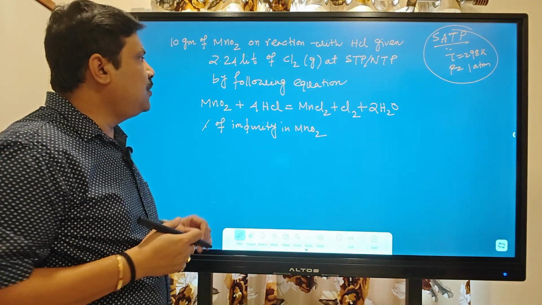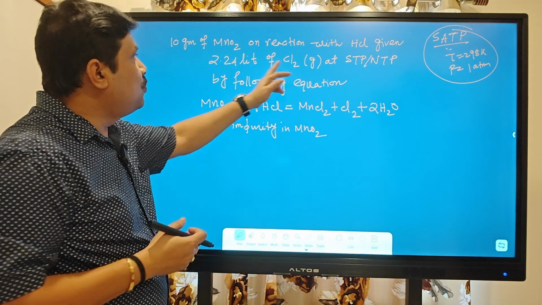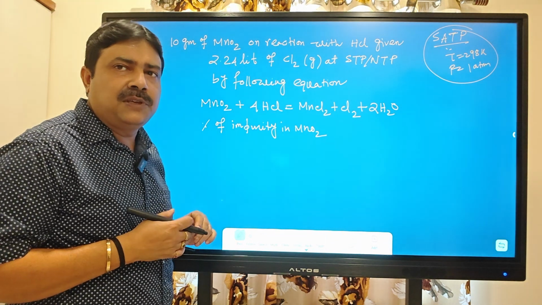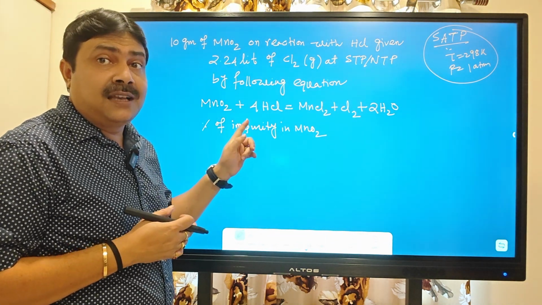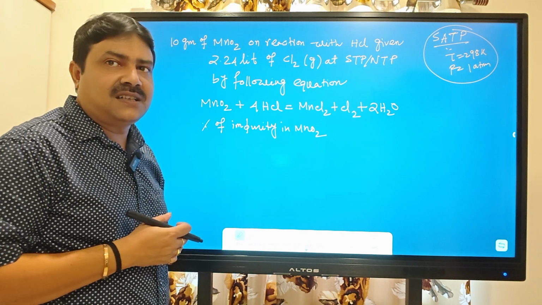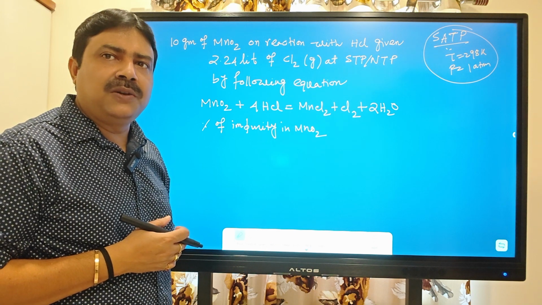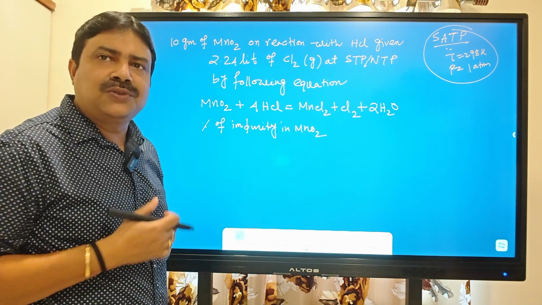So now if you look over here, first, for that purpose, what they are giving: how much amount of chlorine gas is given. From there I need to find out of 10 gram really how much MnO2 is reacted. Then I can find out the percentage purity of MnO2. Let us start to solve this problem.